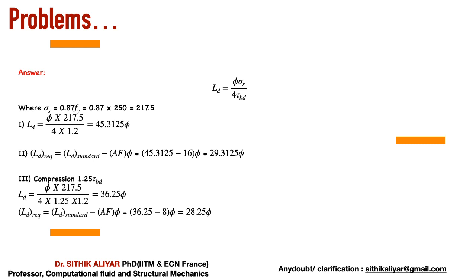If you are keeping it straight, then you should provide 45 times the diameter of the bar to get sufficient bond. If you are providing a hook, meaning you are bending at 180 degrees, then you need not provide that much length of the bar. So you have to provide only 29 times the diameter of the bar.